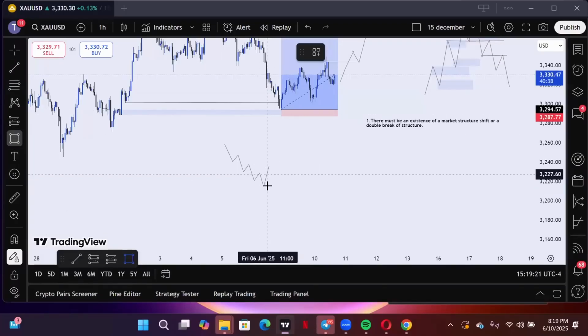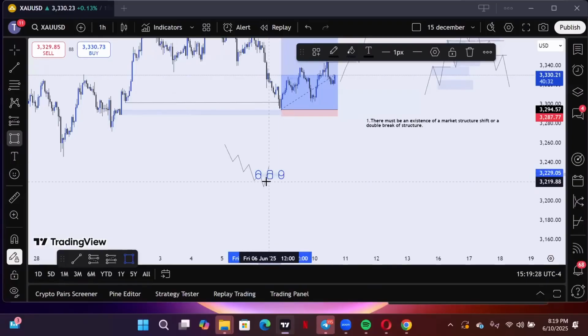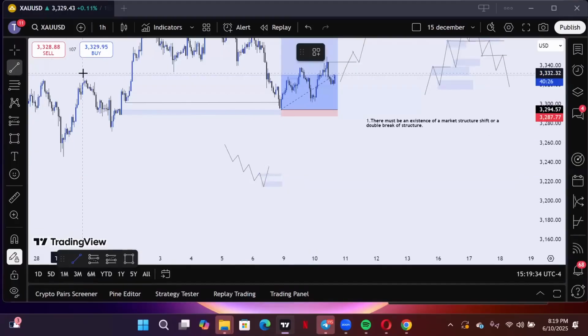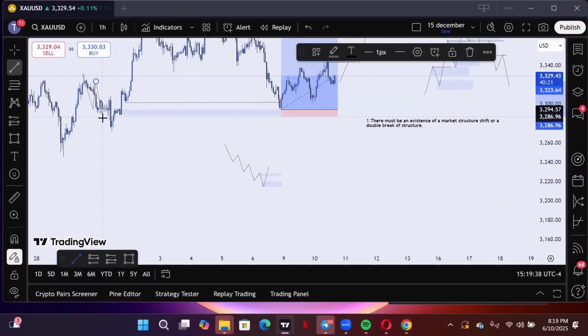So it means that I have to look below to find my possible points of interest. If I look below, I can see a breaker block here, and I can also see an order block here. So I have two points of interest. It's the same as this scenario: lower highs, lower lows, lower highs, lower lows, lower highs, lower lows.